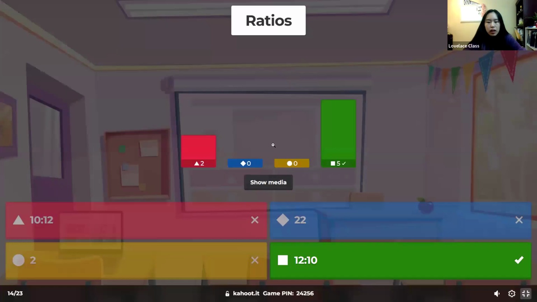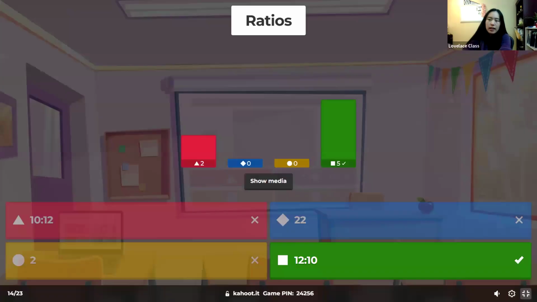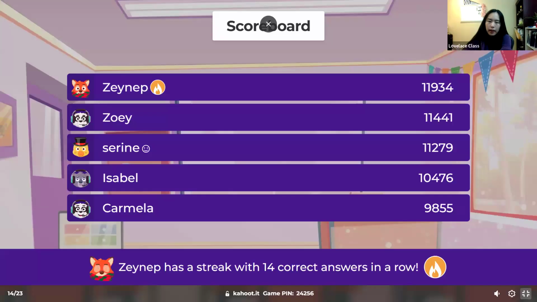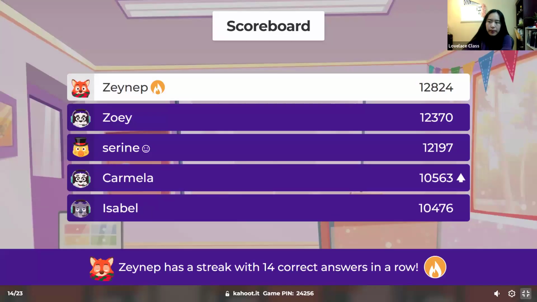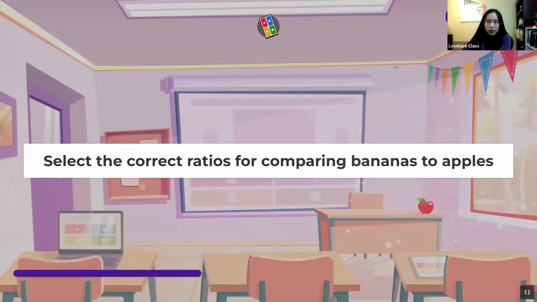Okay, good job. Yeah, so this is ratio of girls to boys. So you put girls first, it's 12 to 10. And it didn't ask to simplify, so no need to simplify. Yes, good job to everyone. You guys are doing amazing.